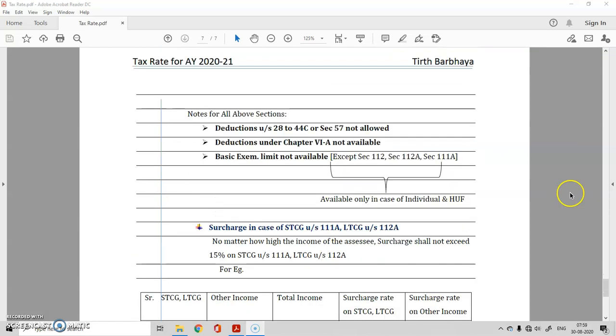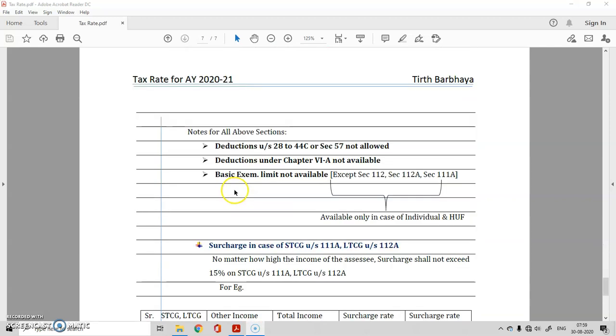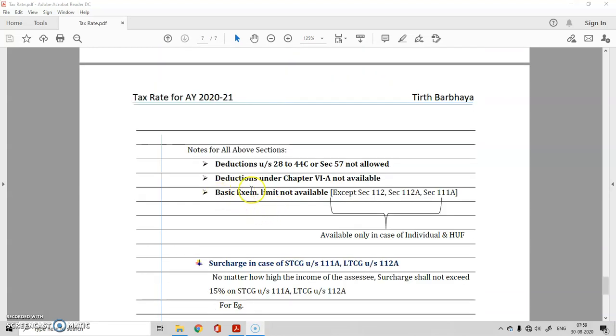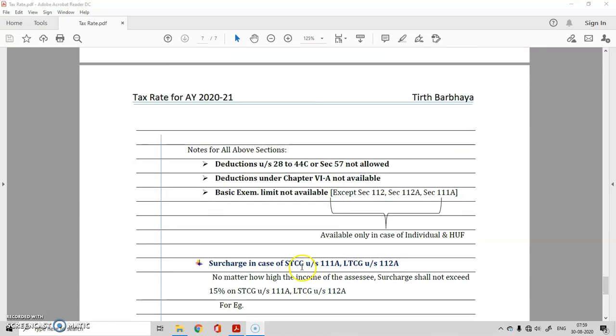Moving further, it is noted for all the above sections that deductions under sections 28 to 44C or section 57 are not allowed for any of the sections mentioned above. Also, deduction under Chapter VI-A is not available for all the sections mentioned above. Basic exemption limit is not available to any of the sections mentioned above, but there is an exception.